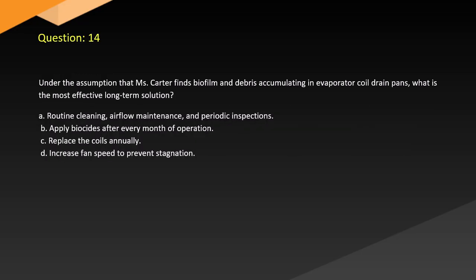Question 14. Under the assumption that HVACR finds biofilm and debris accumulating in evaporator coil drain pans, what is the most effective long-term solution? A. Routine cleaning, airflow maintenance, and periodic inspections. B. Apply biocides after every month of operation. C. Replace the coils annually. D. Increase fan speed to prevent stagnation.